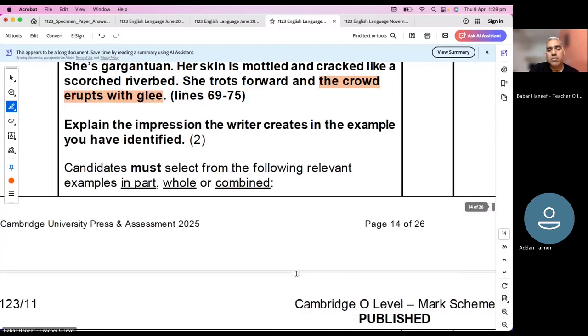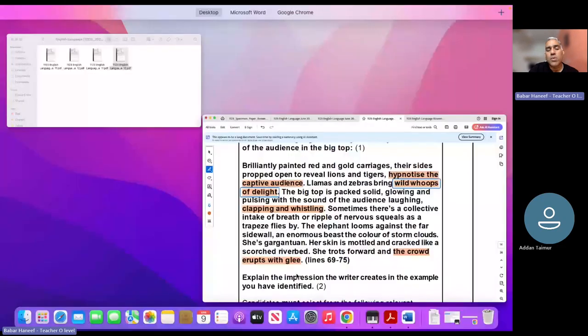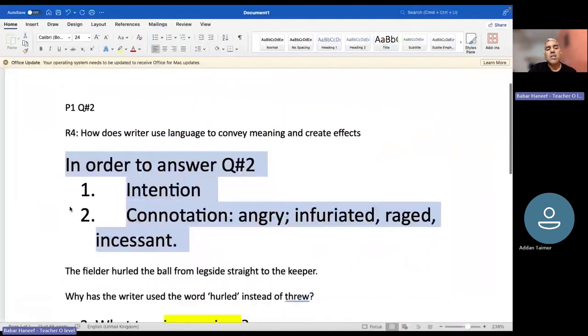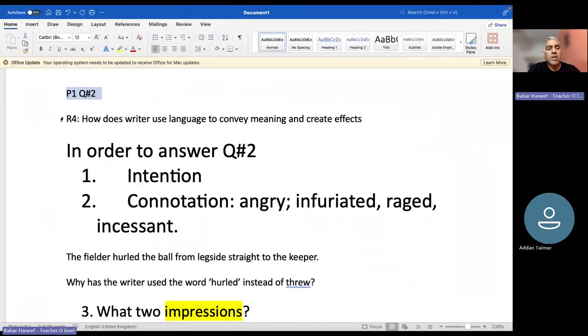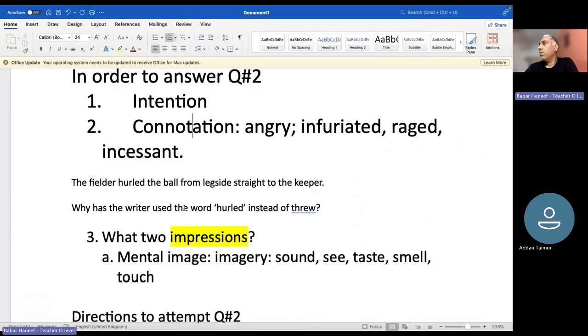So moving back to the point from where we started, this is how question two in paper one looks. You are usually asked how the writer uses language to convey meaning and create effect. So first things first, intention. You have to look for the intention. What is the intention of the writer? The second thing is shades of meaning, connotation. The third thing is impressions, mental images the writer is creating.